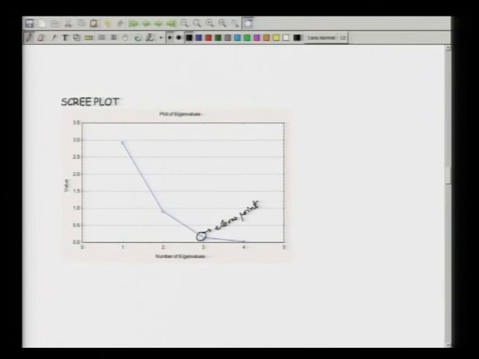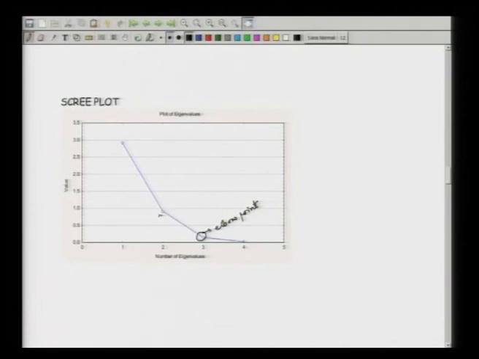So, this elbow point tells us that we can stop at this point, at this number of eigenvalues, at this number of principal components. There is no reason to go beyond. Actually, in this case, even if we stop here, it is good enough. So, this is the significance of the scree plot.